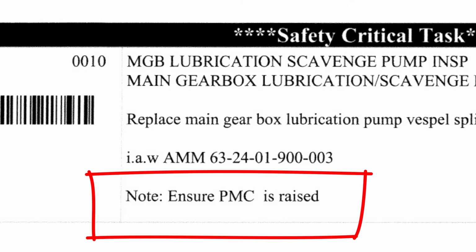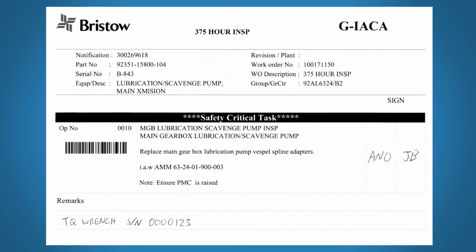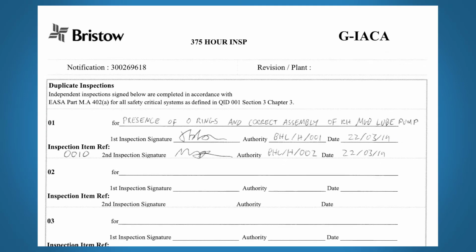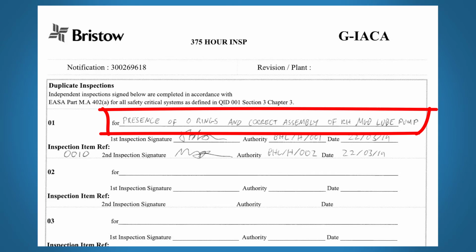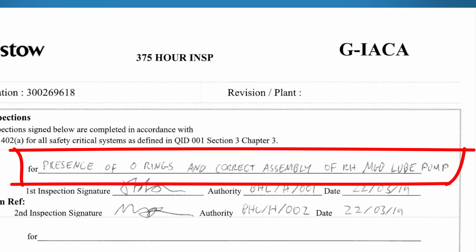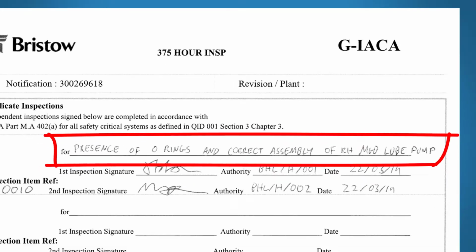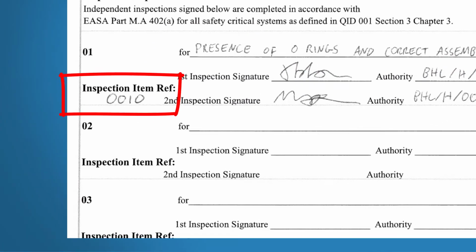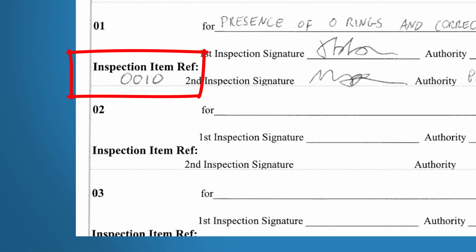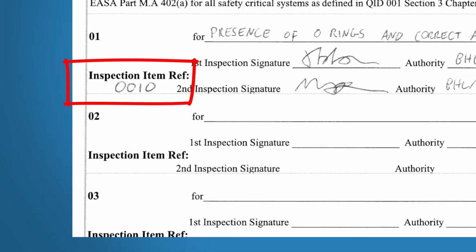The post-maintenance check, or PMC, is usually a maintenance ground run, a flight check, or a torque check scheduled for the future. The record of independent inspections must clearly show the detailed scope or reasons for the inspection. It is critical that this specifies the inspection exactly. The inspection item reference must be entered, which is the task op number mentioned previously.